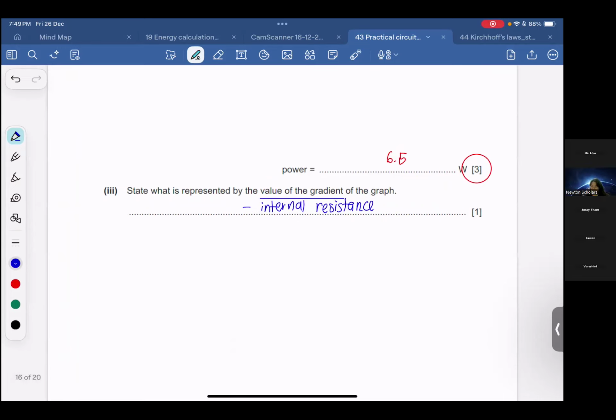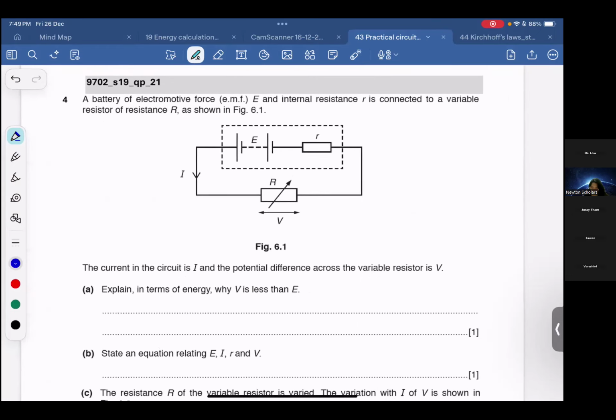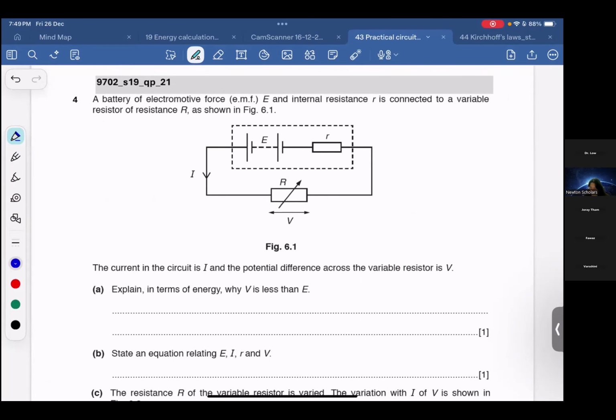Okay, let's go. A battery of EMF E and internal resistance r is connected to a variable resistor of resistance R, as shown in the diagram 6.1. The current in the circuit is I, and the potential difference across the variable resistor is V. Explain in terms of energy why V is less than E.